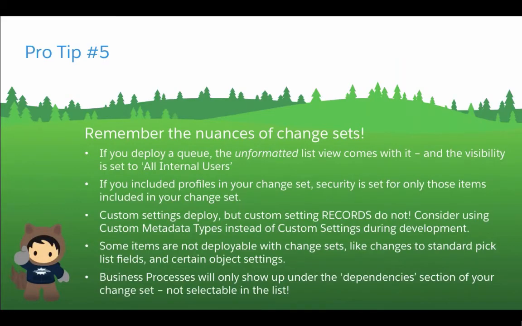So this brings me to our next pro tip, the nuances of change sets. These are just some fun things to remember when you're deploying that have tripped us up in the past. If you deploy a queue, the unformatted list view comes with it, and the visibility is set to all internal users. So if you only have 5 members that are part of a specific queue, every user is going to be able to see that list view. And the list view fields that come with it are just the default fields, not formatted to your specific fields.